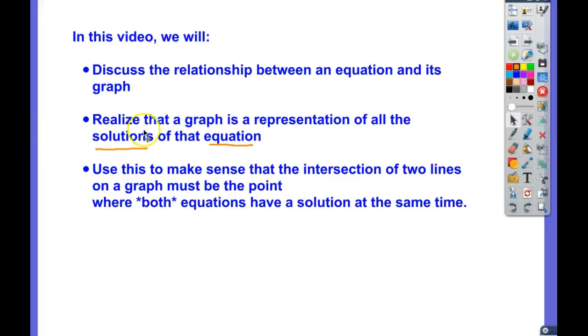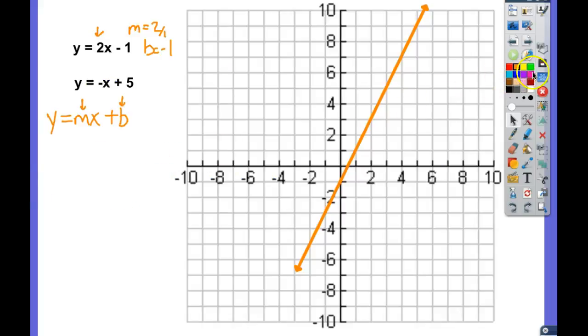As we said in the beginning, one of our points is to realize that a graph is a representation of all the solutions of that equation. A solution is something that makes the equation true. So every single one of the points on this line should make this equation true. Every value along this line, doesn't matter where you are, has an x and a y value, an ordered pair. So I can take any of these and plug it in and it should be true. Let's try a couple so I'll prove that to you.